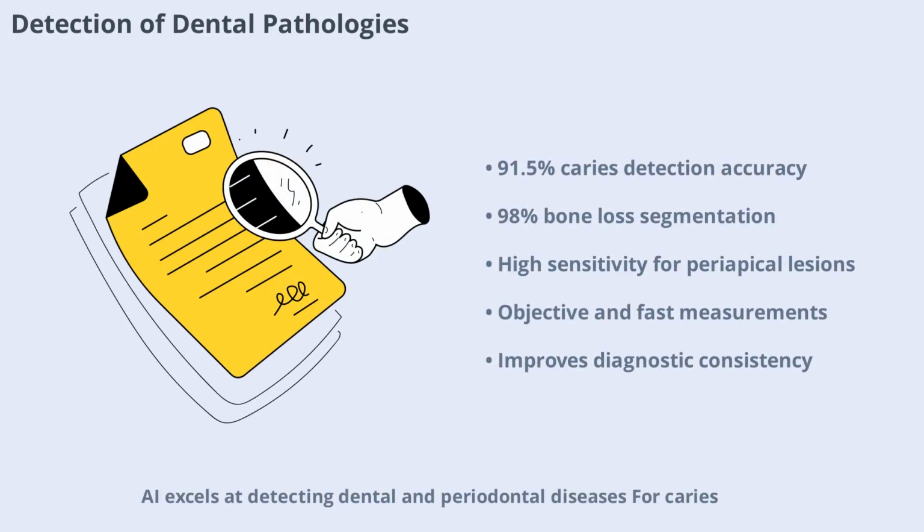AI excels at detecting dental and periodontal diseases. For caries, models achieve around 91.5% accuracy, enhancing detection of advanced lesions. Periodontal bone loss is quantified with remarkable precision, with some models reaching 98% accuracy and 100% sensitivity. Periapical lesions are identified with high sensitivity and specificity, supporting endodontic diagnosis. These capabilities provide faster, more objective alternatives to manual measurements, improving diagnostic consistency.